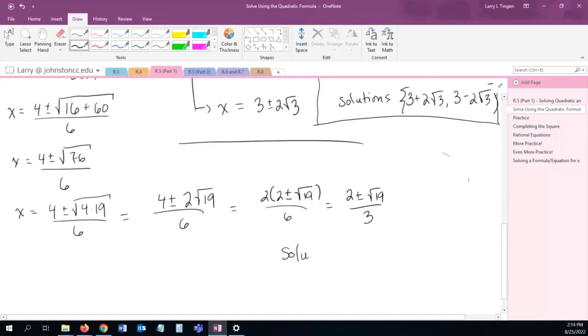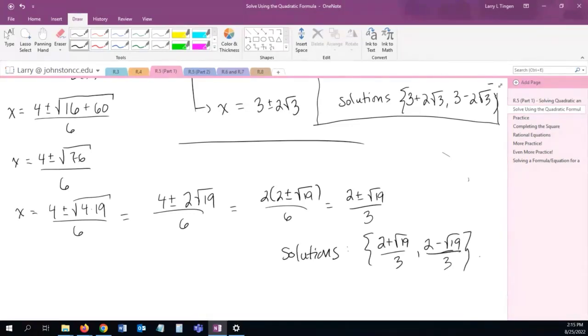So solutions: 2 plus root 19 over 3, and 2 minus root 19 all over 3. All right, so we'll call it there. That'll be the day, because it's time, obviously. Any questions? Anybody got anything that's bugging them?